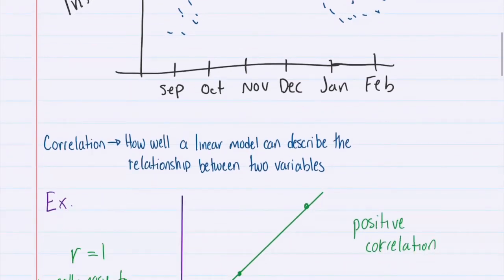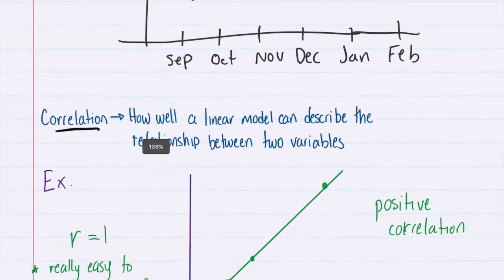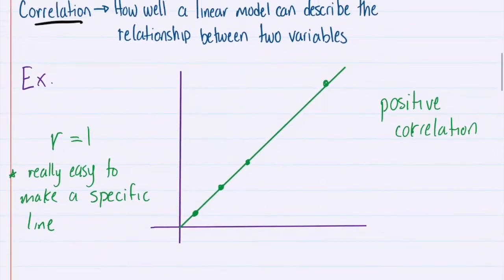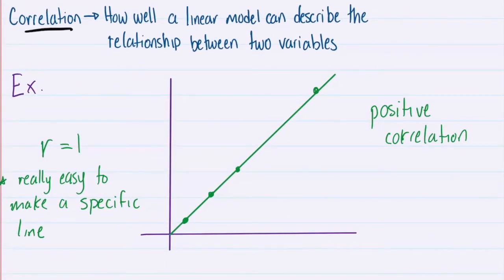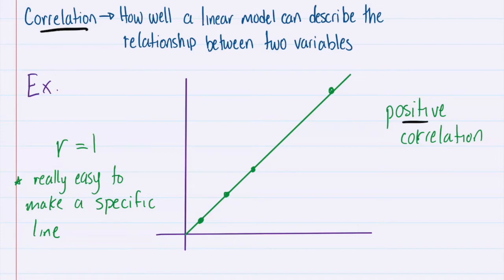Well, for this kind of a topic, we're going to use the vocabulary word known as correlation. How well a linear model can describe the relationship. Well, correlation could be as easy as a positive correlation, basically a line that is going up. And when a line is going up, the R, which stands for correlation, is equal to positive 1. It's really easy to make a specific positive line. Notice how all the points are on the line? That means that it's really easy to spot the line is going up.